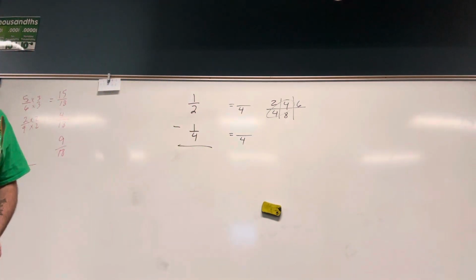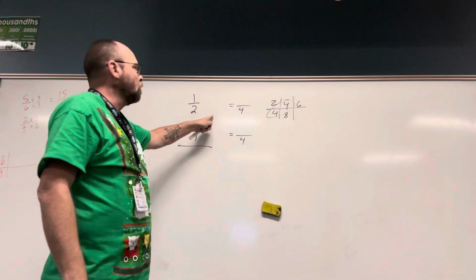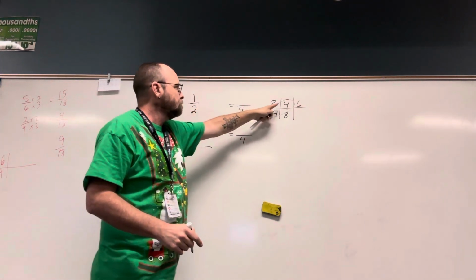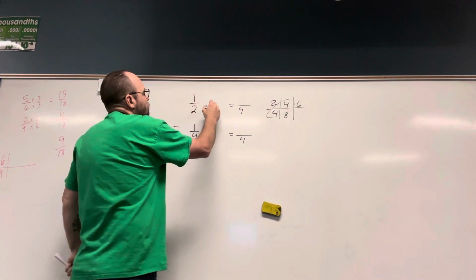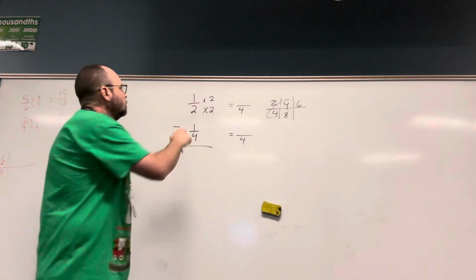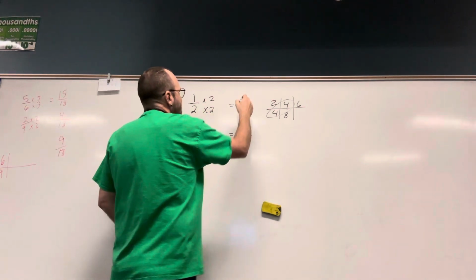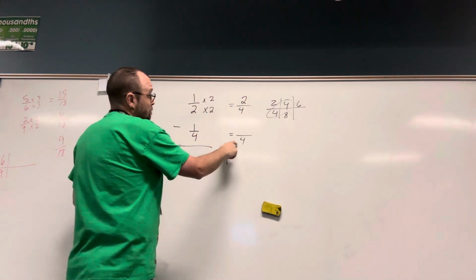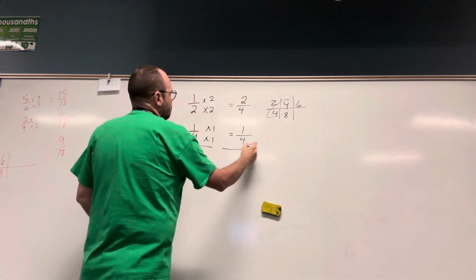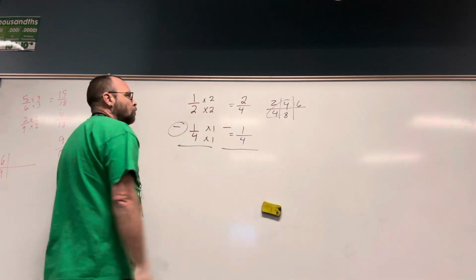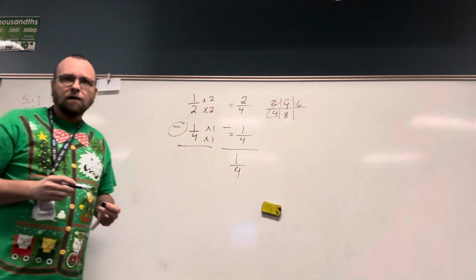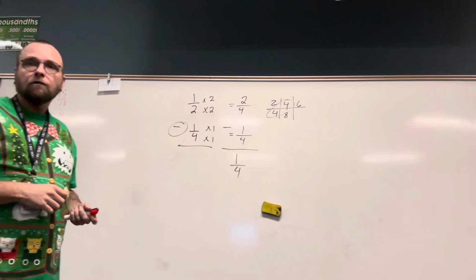I need to change both these fractions so they have a denominator of 4 without changing the value. So 2 times what is 4? 2 times 2 is 4. If I multiply my denominator by 2, I must also multiply my numerator by 2. So 1/2 is the same as 2/4. 4 times what is 4? Well, 1. 2/4 minus 1/4 is 1/4. Cannot be simplified. It has a numerator of 1.